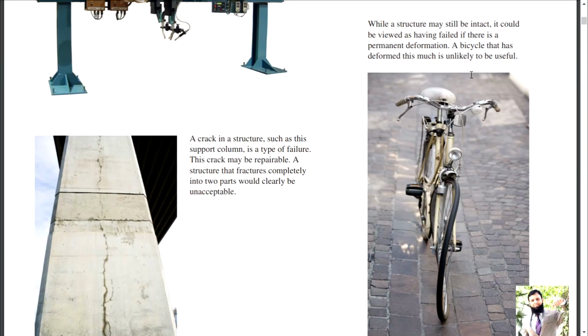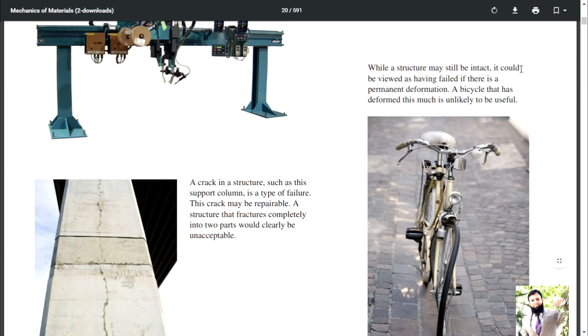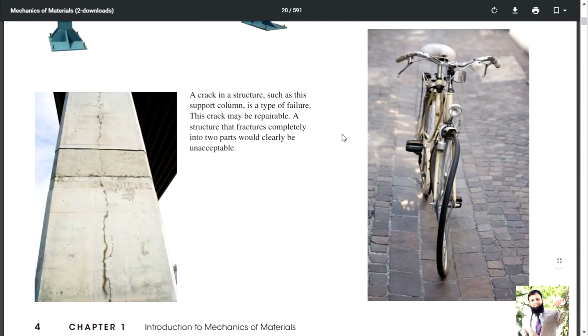While a structure may still be intact, it could be viewed as having failed if there is a permanent deformation. The structure is intact, but the deformation is so excessive that it is of no use at all. This bicycle tire that has deformed this much is unlikely to be useful.